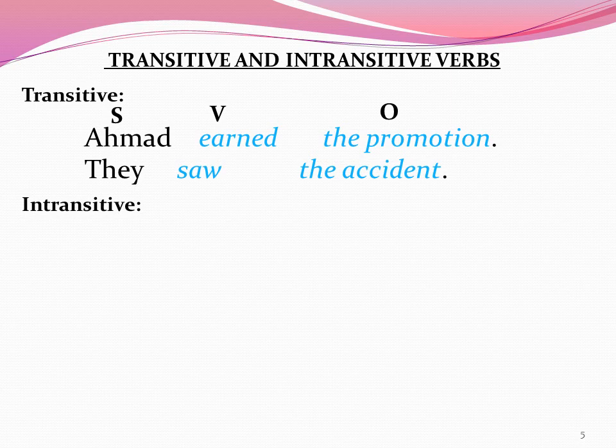Ahmed earned. You ask yourself, what did Ahmed earn? He earned the promotion. They saw. What did they see? The accident. So these two verbs always need an object to convey a meaning.